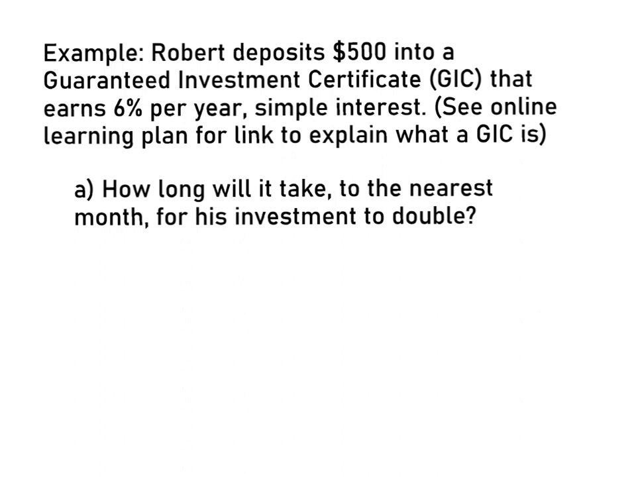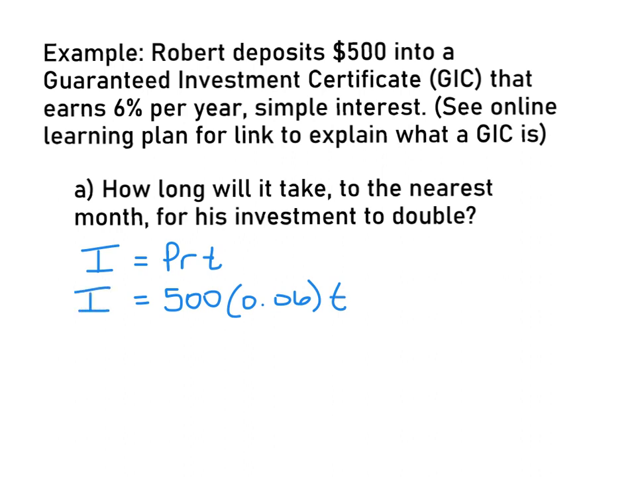And so part A, we want to know how long it will take, to the nearest month, for his investment to double. So this is where we're not actually asking for the interest. We're not actually asking for the total amount. We're asking for time, when we've been given all of the other values. So we know that I is equal to PRT. And we know that P is 500. We know that R is 0.06, and we're looking for T, but we don't know I.